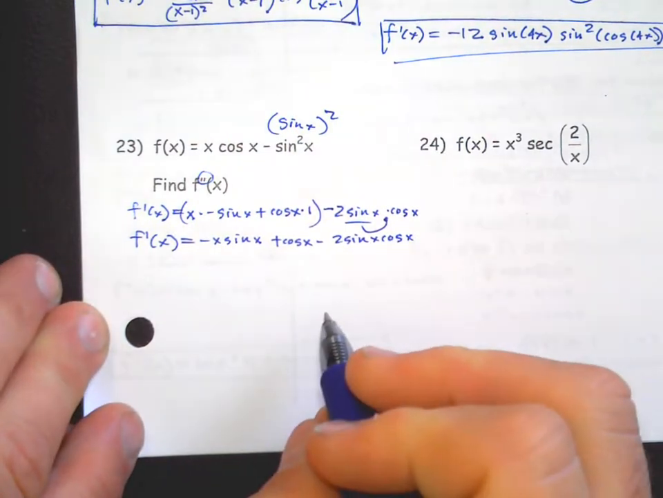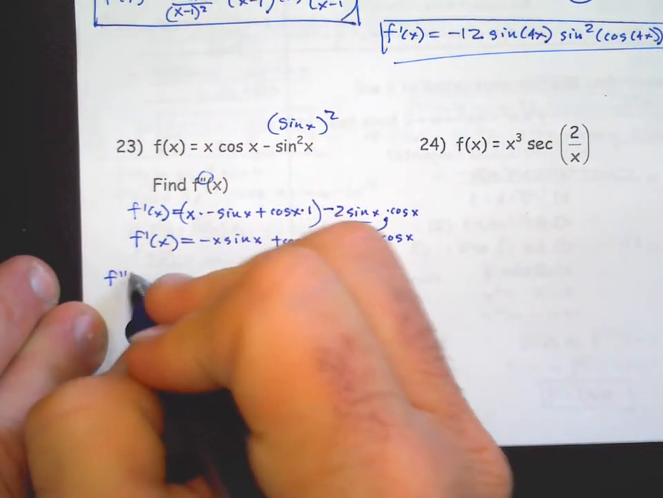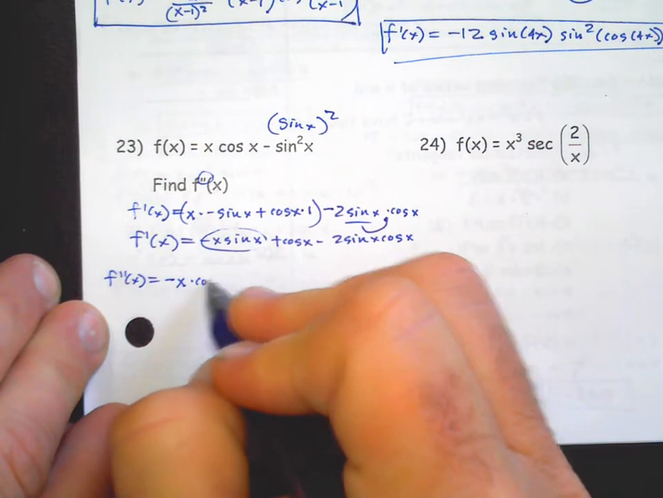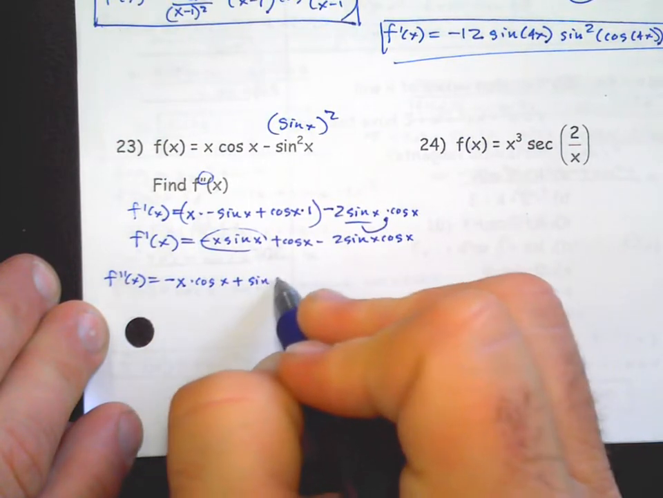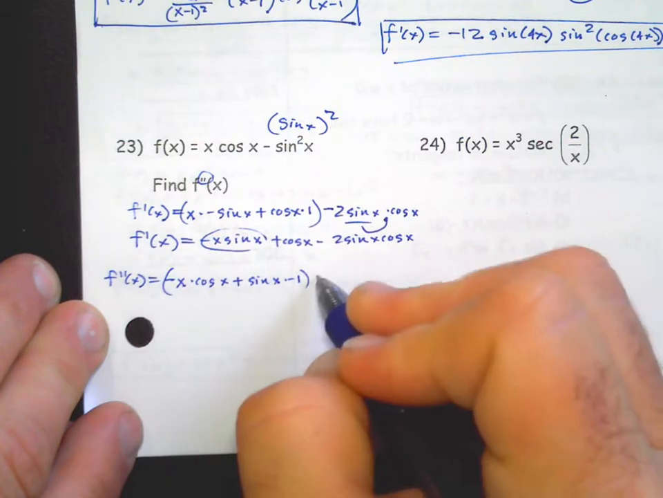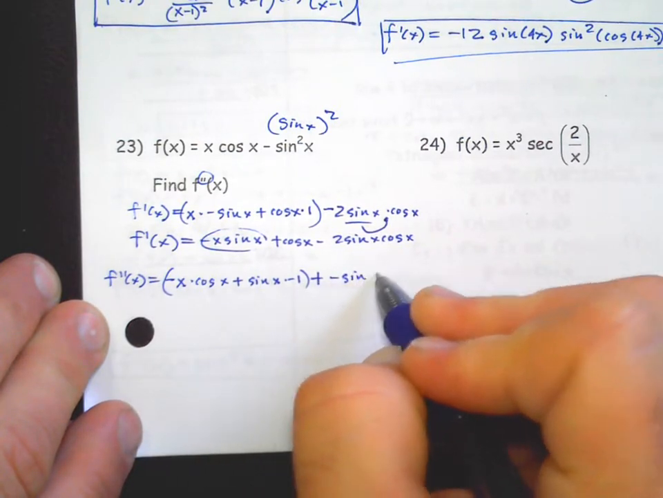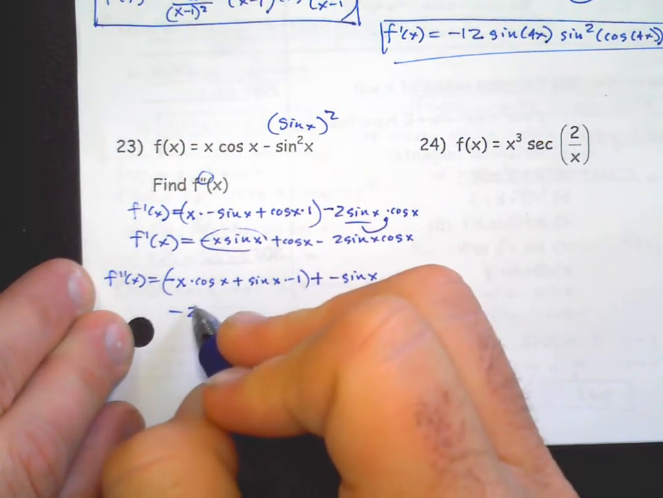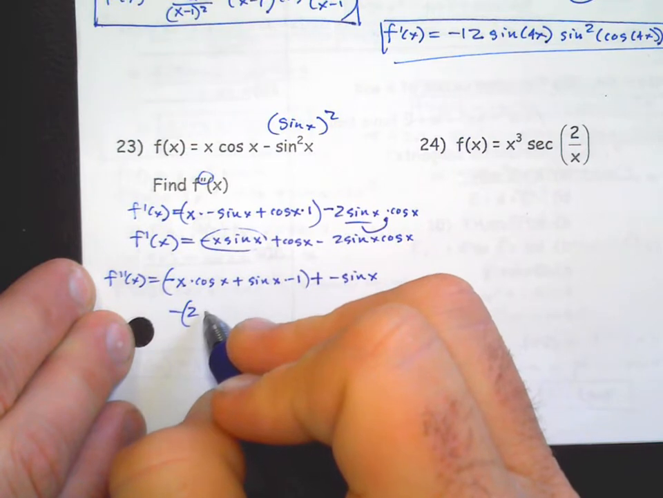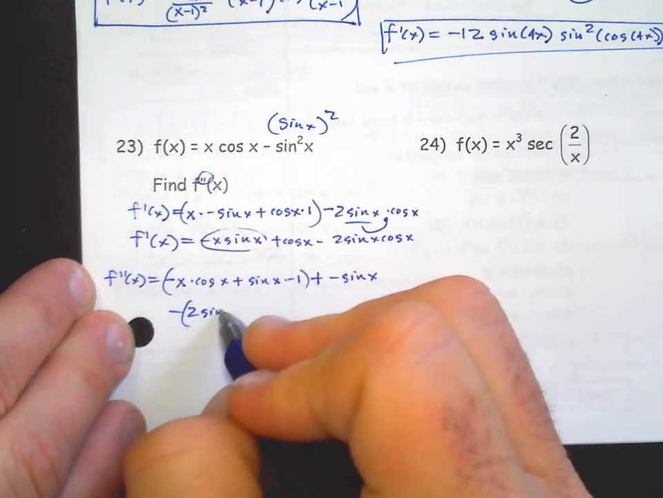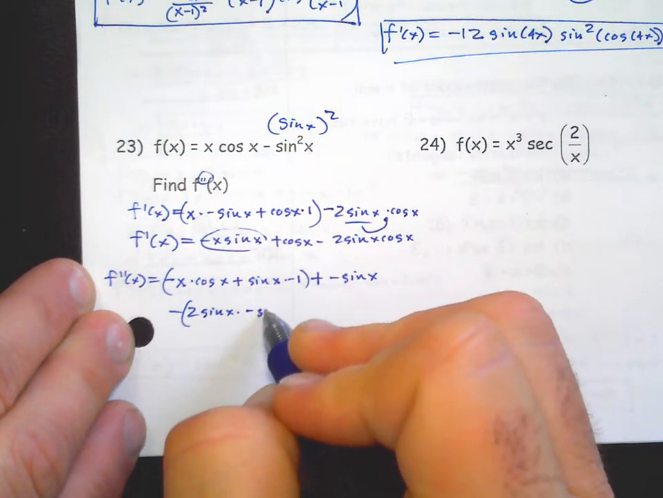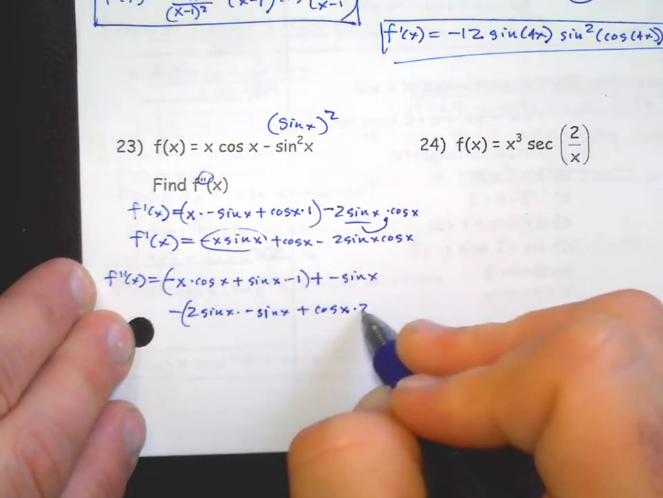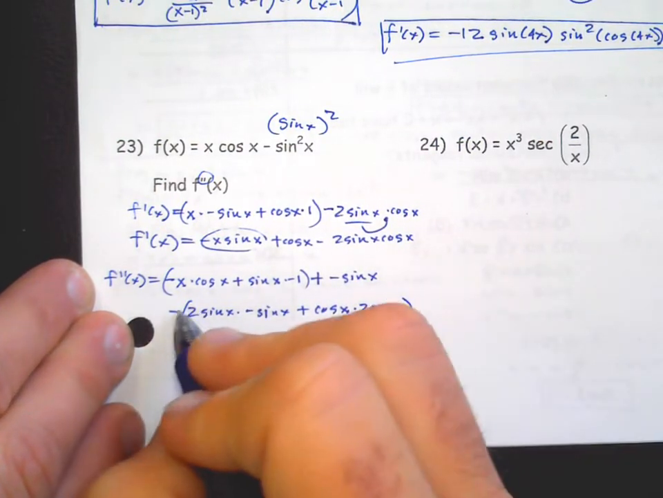Now we got to do the second derivative. So we got to do product rule here. Negative x times derivative of sine is cosine, plus sine times derivative of negative x is negative 1. Derivative of cosine is negative sine. We have another product here. Depends on how you want to do it with the negative, you could do it in parentheses: 2 sine x times derivative of cosine is negative sine, plus cosine x times derivative of 2 sine x is 2 cosine x. And then we got to distribute this.